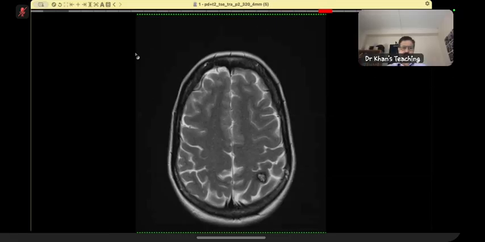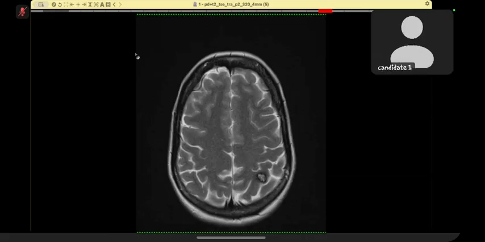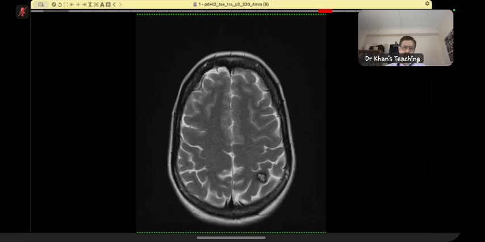Do cavernomas enhance with contrast? No, no, sir. Okay, thank you. Yes.